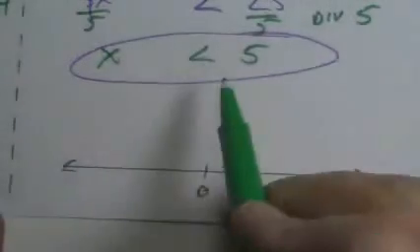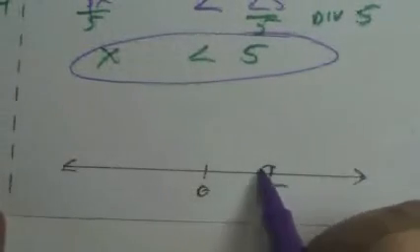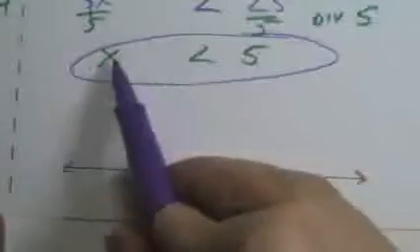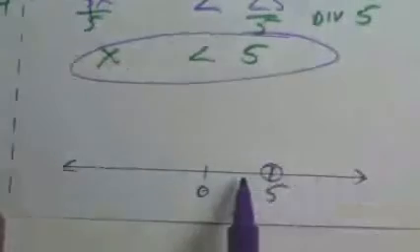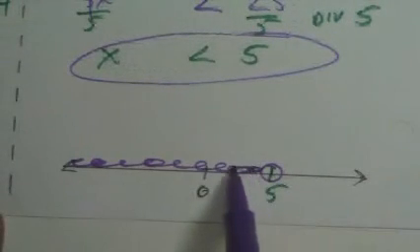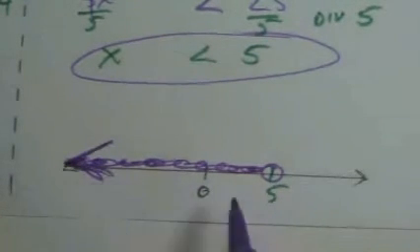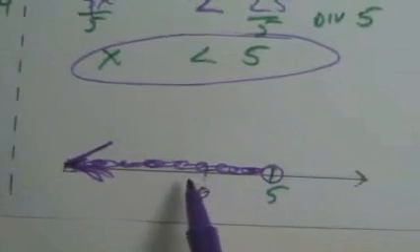So I need to graph that. Excuse me. So let's see, we're at 5. Again, there's no bar, so it's open. And x is less than 5. Well, all these numbers here are less than 5. All these numbers, and it keeps on going. So we're just displaying the answers here. We're graphing the answers.